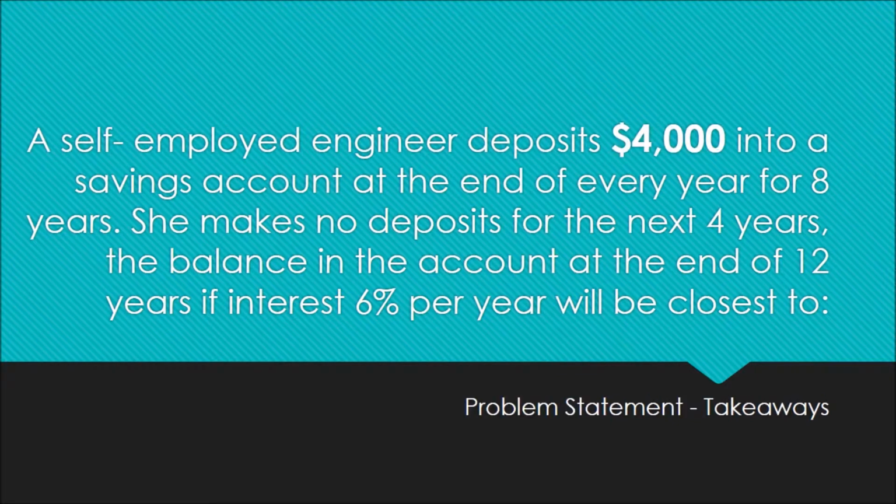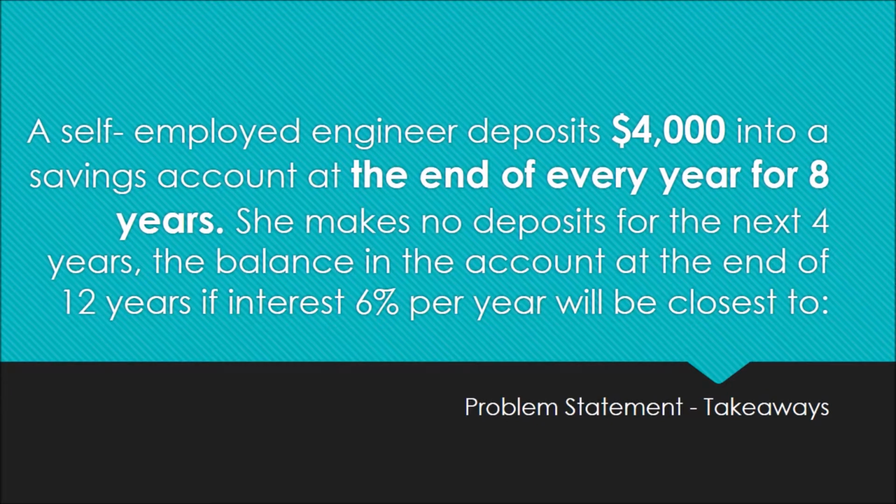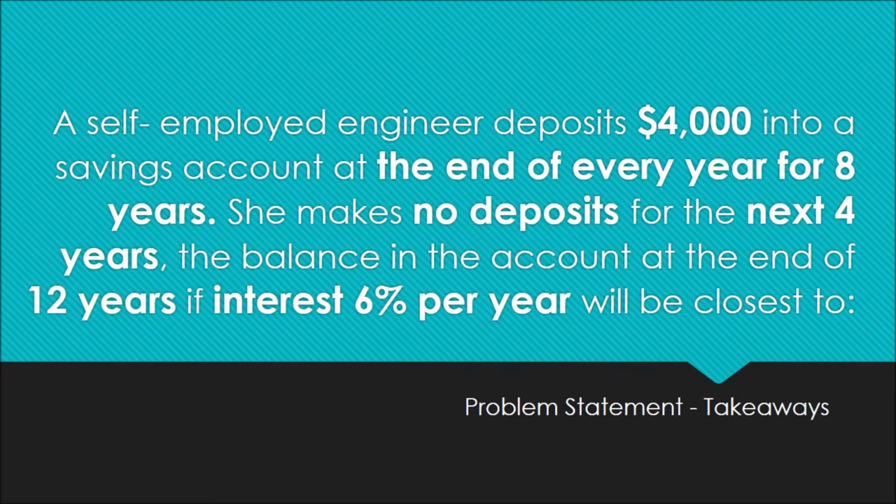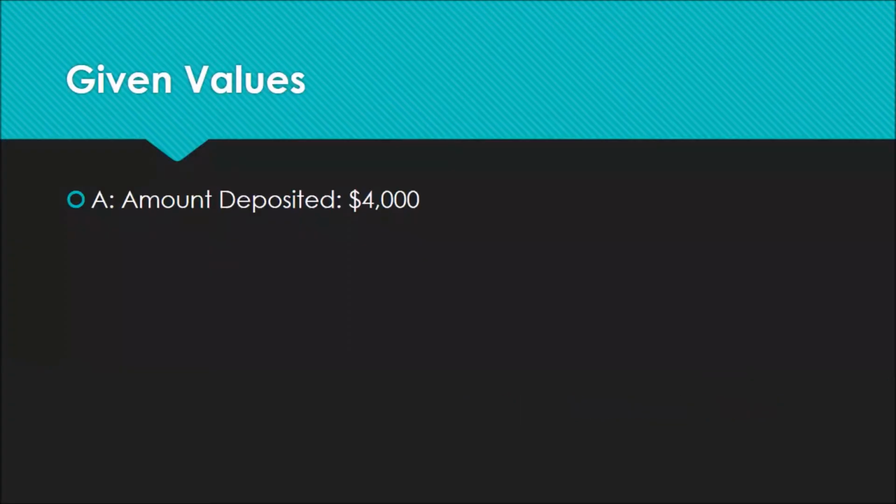So just to go through what's important from this problem statement, it's $4,000 at the end of every year for 8 years, and then no deposits for the next 4 years after that, keeping in mind that we're looking for the total after 12 years if the interest is at 6% per year.